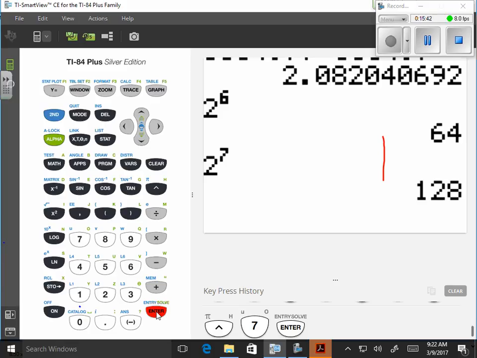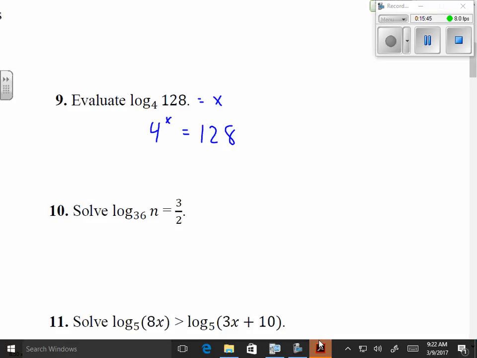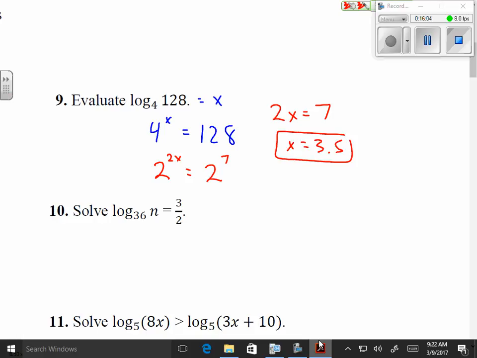Okay? So that means if this is 2 to the 7th, and 4 to the x is the same as 2 to the 2x, then 2x is equal to 7, and x is 3.5. Your calculator would do the same thing if you did log of 128 divided by log of 4. But in case you're stuck in the wilderness without a calculator, you can still do your logarithm.